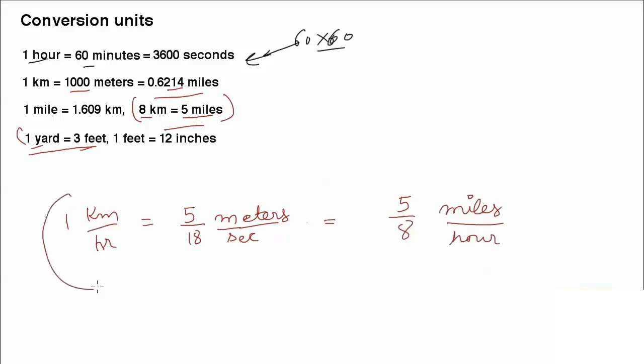So learn this. 1 kilometer per hour is equal to 5/18 meters per second, and both of these are equal to 5/8 miles per hour.